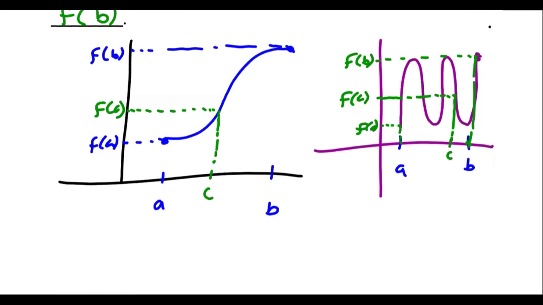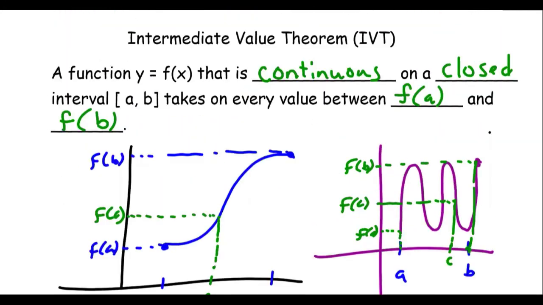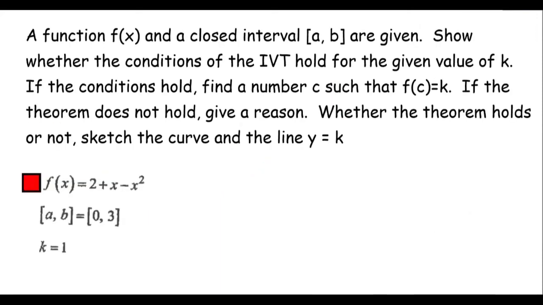So anytime you want to use the intermediate value theorem, the first thing you have to prove is that the function is continuous. So that is the requirement to use this theorem. Before you can say I've used the intermediate value theorem, we first have to prove continuity. That's going to be our first step every time.